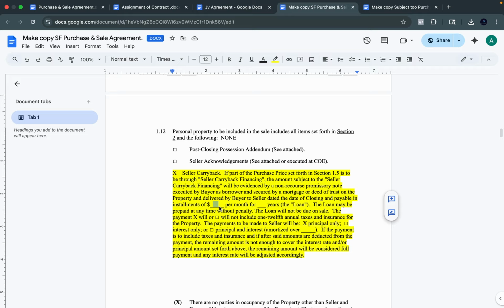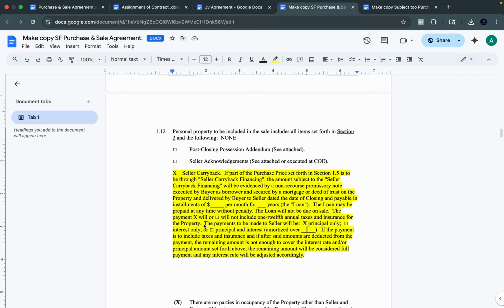So if you're paying the seller $4,000 a month, you'll say $4,000 per month for, in this case, typically they have a balloon, right? So you put 6 years of the balloon, 7 years of the balloon, right? And then the amortized over would be what the payments are amortized over, and if it's 30 years, you put it here. 40 years, 20 years, whatever the case may be, you put it here. And again, you always want to put that the payments will include taxes and insurance, because you never want to make payments and not include those as well.